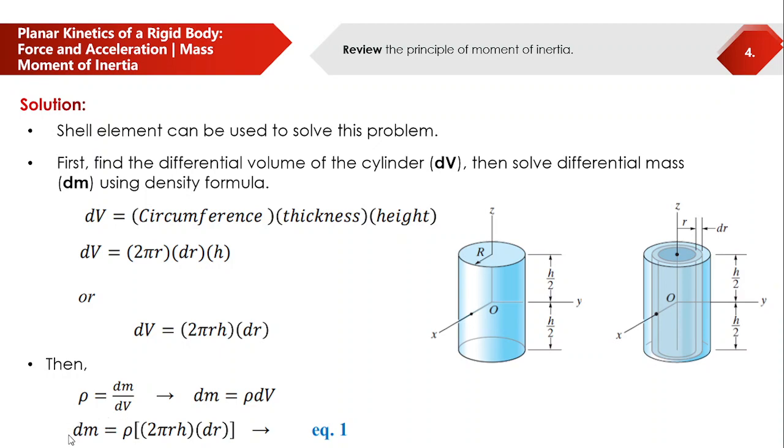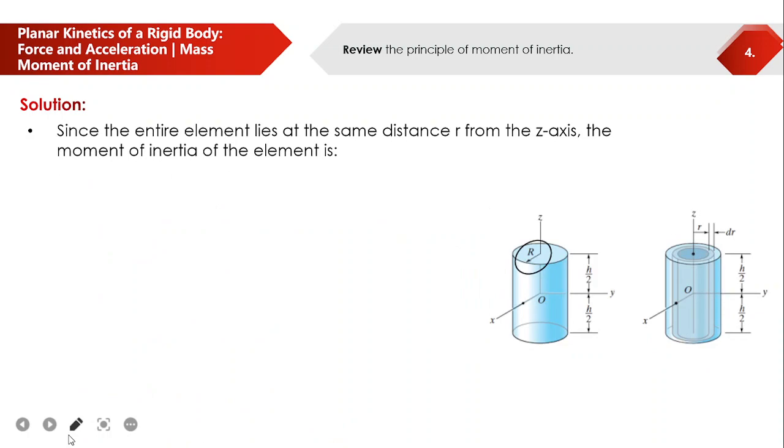With that, since the entire element lies at the same distance r, because it is a cylinder, r is the same, the distance from the z-axis to the element for the moment of inertia.